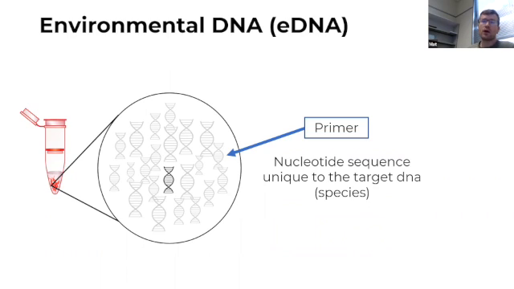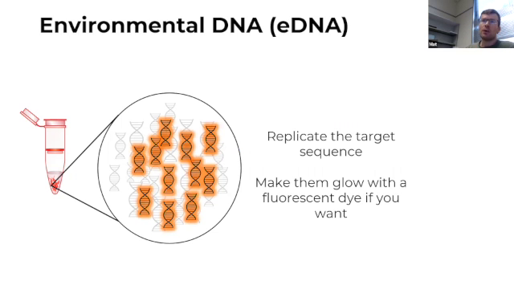We use basically PCR to identify, isolate, and amplify these fragments. And of course, there are primers that you would design to specifically identify individual species' fragments, and you replicate them and you make them glow in the dark, essentially, using fluorescent dyes.